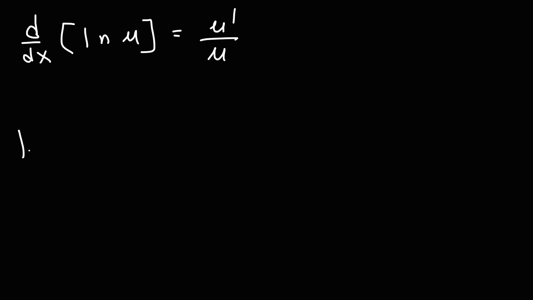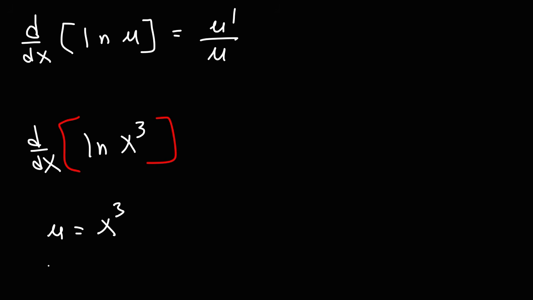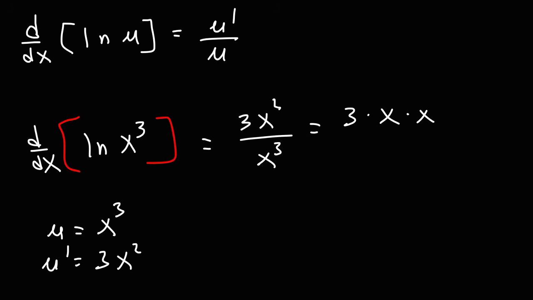Now let's try some more examples. So what if we want to find the derivative of, let's say, the natural log of x cubed? What's the answer? Well, we can see that u is equal to x cubed. U prime is 3x squared. So it's u prime over u, that's 3x squared over x cubed. X squared is basically x times x. X cubed is x times x times x. So we can cross out two x variables. And this is going to give us 3 over x as a final answer.